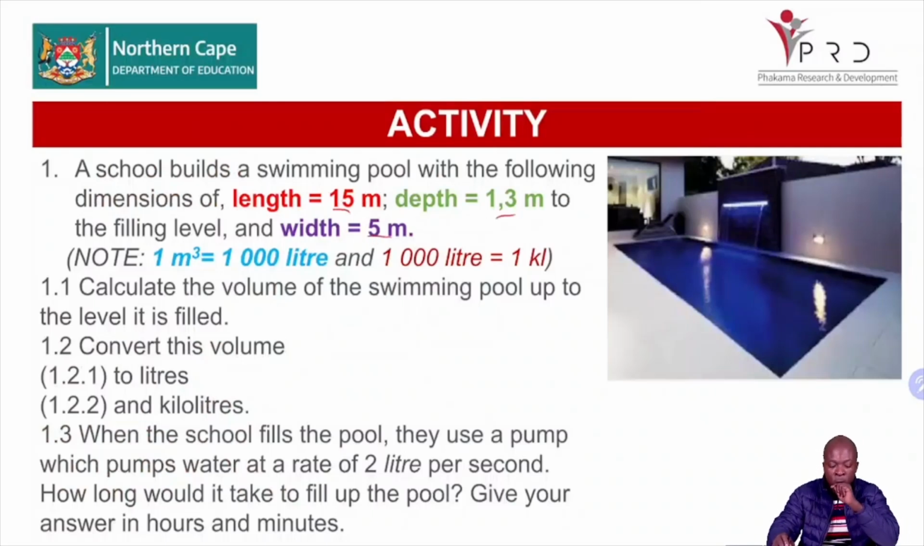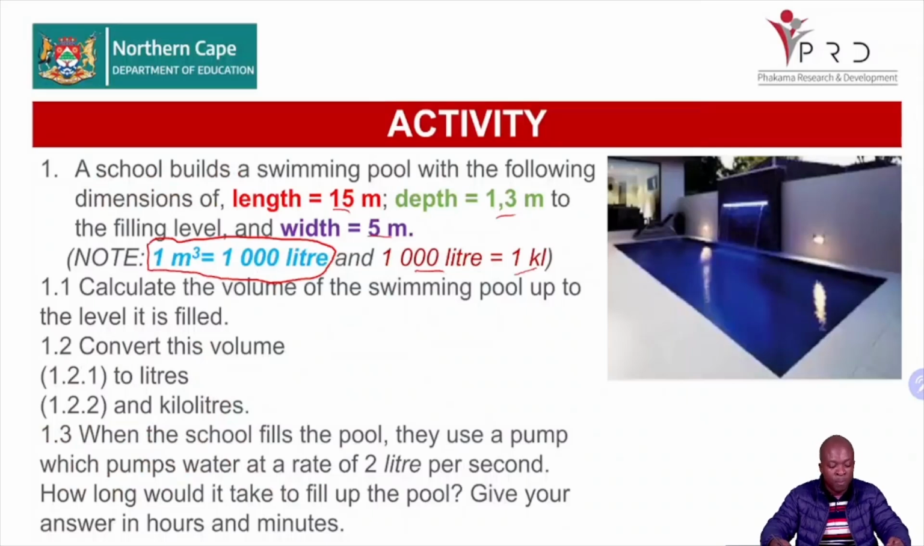Then they said, take note, 1 meter cubed is the same as 1,000 liters. And 1,000 liters is the same as 1 kiloliter. So now that they have given us all these values, 1 meter cubed equals 1,000 liters is what you call a conversion factor. How do we say it? Conversion factor. So basically for you to convert, the examiner will give you a conversion factor. Once you do your calculations, then you are able to convert to the unit which is needed.